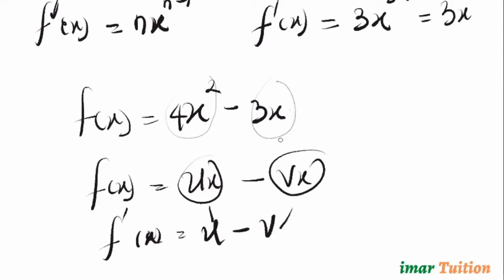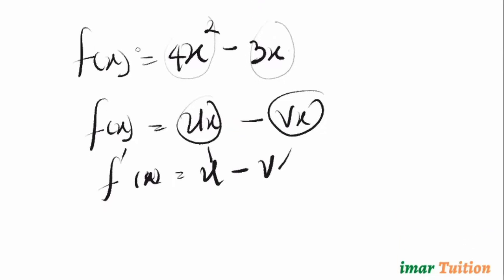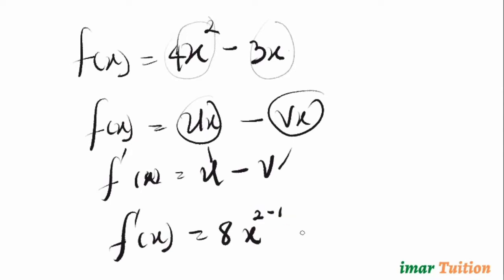For example, let's look at this one. We are given 4x squared minus 3x to differentiate. The f prime of this will give you 2 multiplied by 4 to give you 8x raised to the power 2 minus 1, minus, what do we have here? 1, right? 1 times 3 will give you 3x raised to the power 1 minus 1, right?